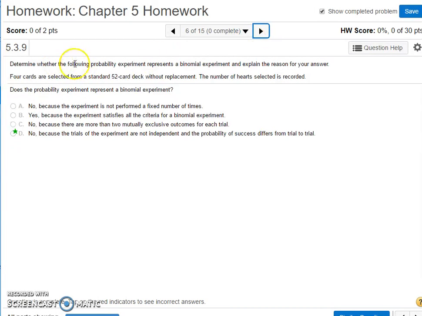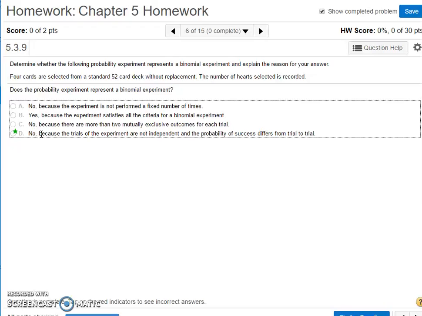Determine whether the following experiment represents a binomial experiment and explain your reason. 4 cards are selected from a standard 52-card deck without replacement. Number of hearts selected is recorded. No, it's not, because the trials or experiment are not independent and the probability of success differs from trial to trial.